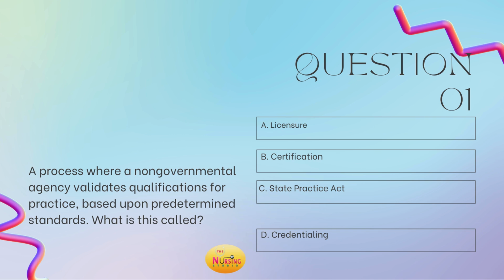So, which one of these terms is a process where a non-governmental agency validates your qualifications for practice based upon predetermined standards? And this is B, certification. One of the key things you need to pay attention to is a non-governmental agency. You can eliminate licensure because your license doesn't come from a non-governmental agency. It comes from the state board, right? Governmental agency and the state board. Each one of us has one in our state that provides our licensure, right? A certification comes from like AAMP, the ANCC. We know those are non-governmental agencies that, after we pass our board exam, validate that we are qualified to practice based off of the predetermined standards, which is passing the boards that meet that criteria of what we need to complete to be certified, right? So the best answer is B, certification.